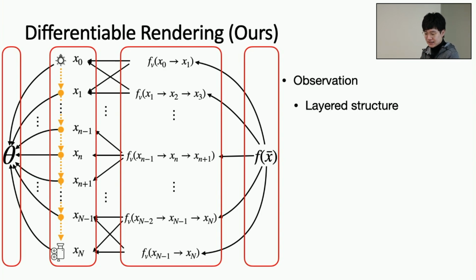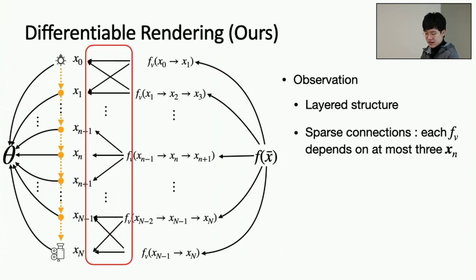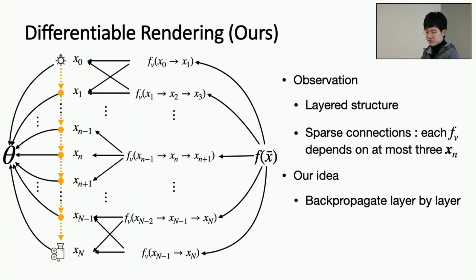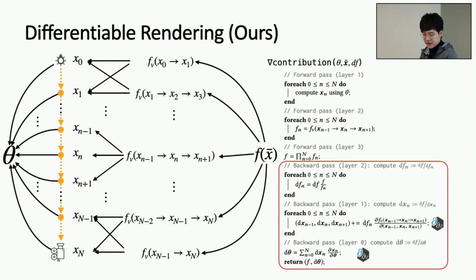We observed that the graph has a layered structure that consists of 4 layers, and it has simple data dependencies. Also, the connection between layer 2 and layer 3 is very sparse, since each fv depends on at most 3 xn. So our idea is to backpropagate the gradients layer by layer by exploiting the structure of the computational graph. We show the derivative code on the right.